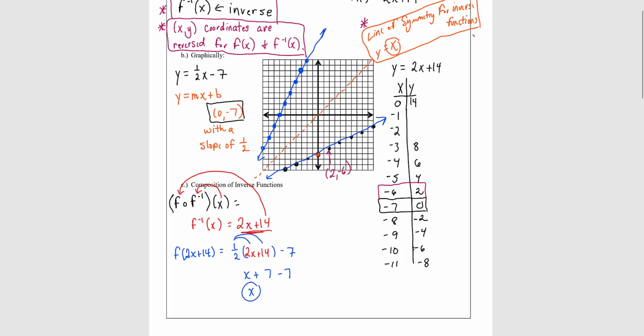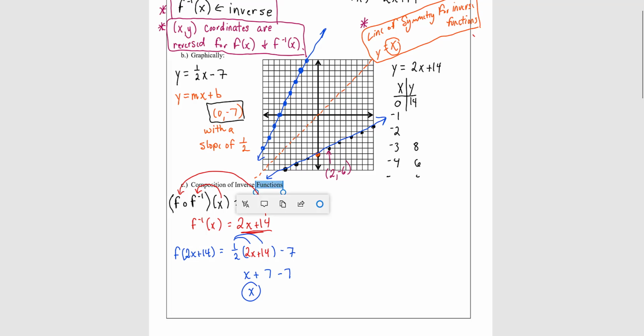I want you to practice doing the composition of functions in the other direction. So now what I want you to do is take f inverse of the original function. Or in other words, I want you to simplify this problem right here: f inverse of f. So pause the video, and I'll show the answer here in just a second.